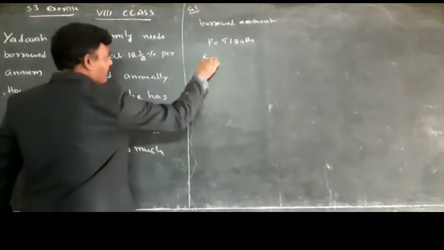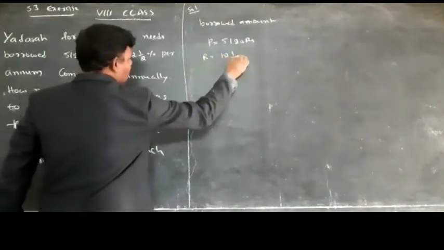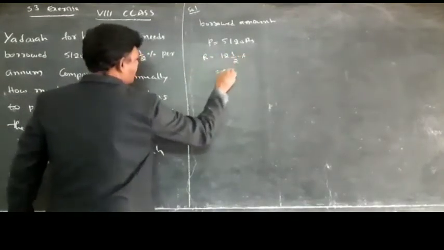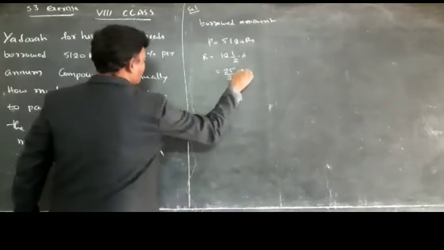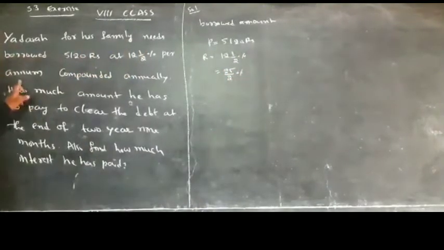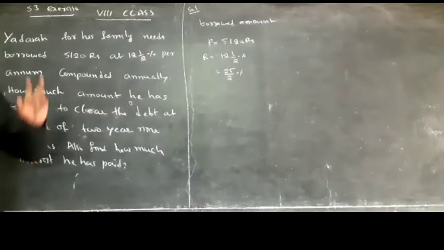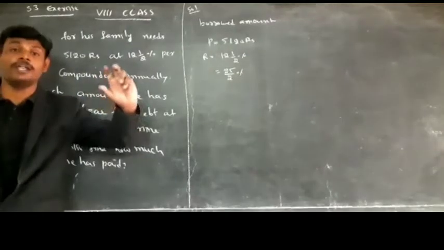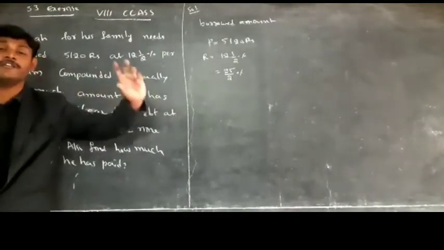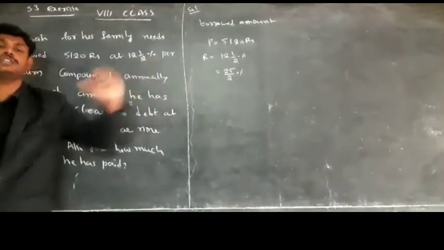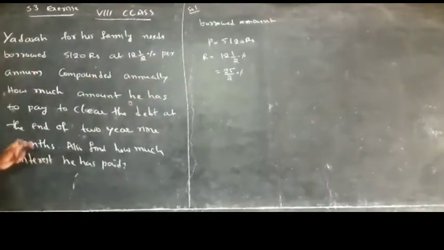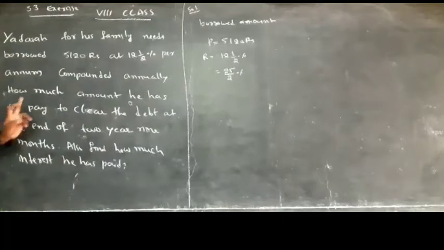What is the rate of interest? R is equal to 12.5%. It is nothing but 25/2% per annum, compounded annually. The interest is compounded annually. It means every 1 year he has to pay the interest amount.